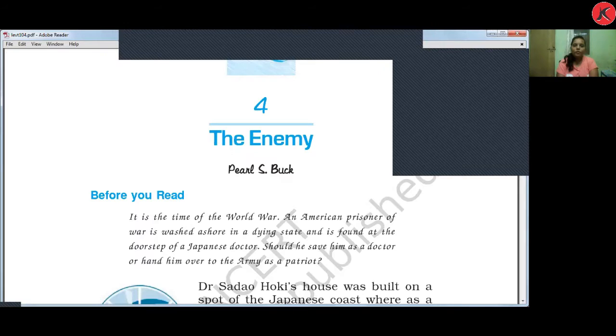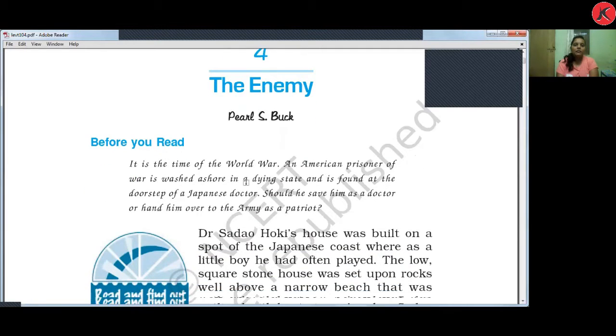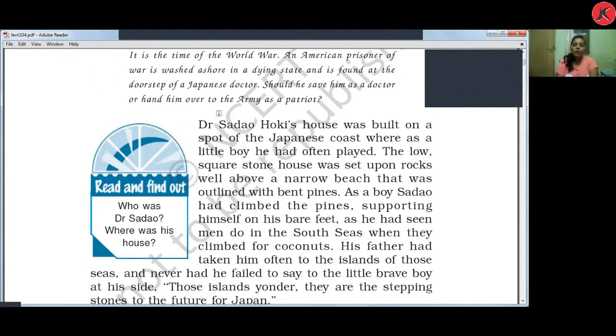Let's start the line by line explanation. Here you can see that the writer is called Buck. Now I told you about the doctor, and the doctor's name is Dr. Sadao Hoki. Now here there is an outline of the house and where it is situated. Dr. Sadao's house was built on a spot of the Japanese coast where as a little boy he had often played. So it is situated near the Japanese coast where he played many times as a little boy.